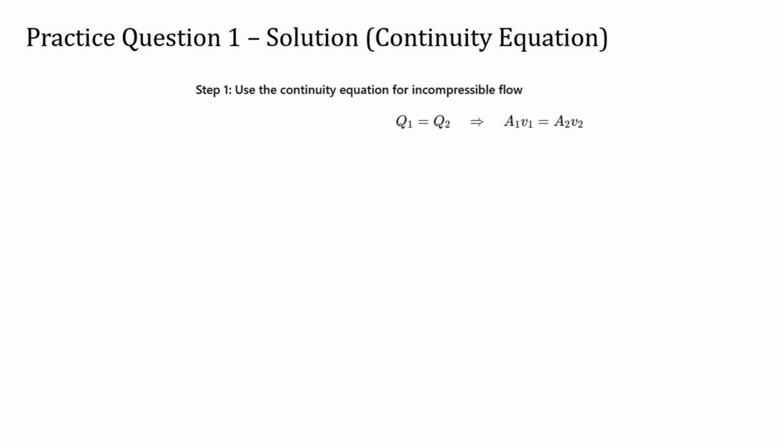We begin by applying the principle of conservation of mass using the continuity equation. For an incompressible fluid flowing steadily through a pipe, the volumetric flow rate must remain constant throughout the system. That means the product of the cross-sectional area and velocity at section 1 must equal the product of the cross-sectional area and velocity at section 2.